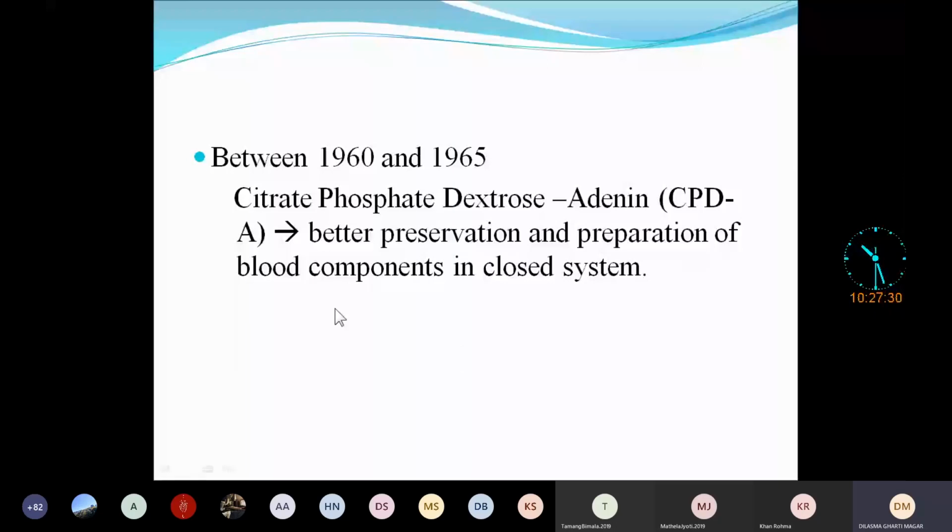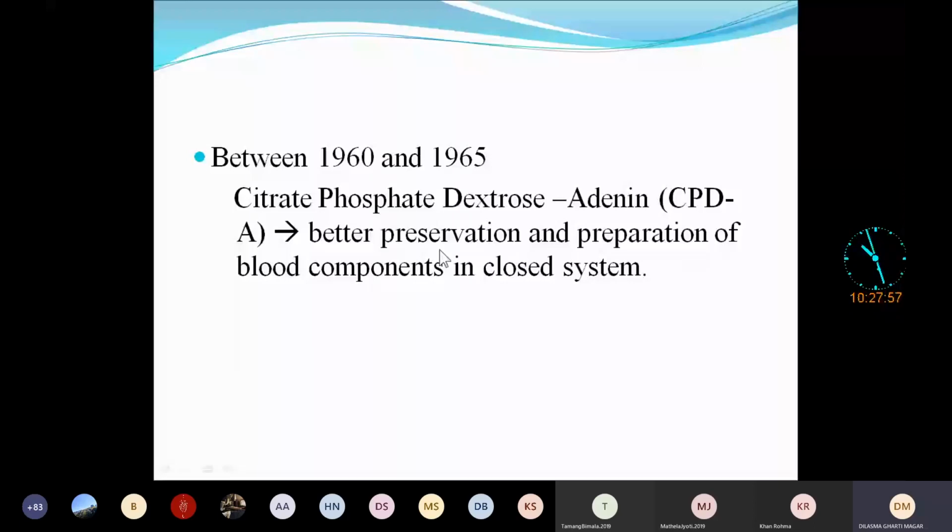If platelet is only necessary for a person, then why give RBC? It's not necessary, isn't it? Now here you see, more than the ACD, citrate phosphate dextrose or adenine acts as a better preservation and preparation of the blood components in a closed system. So it means that it can be separated. Nowadays apheresis system is also there.